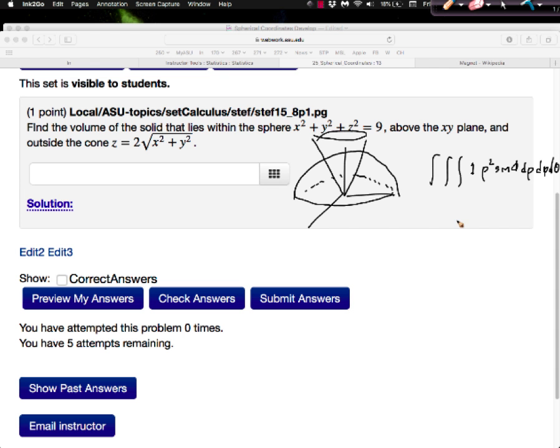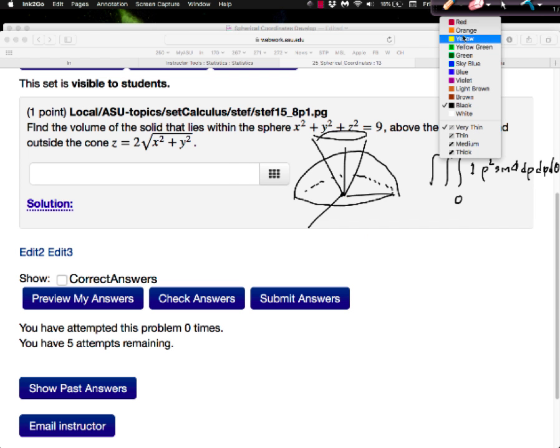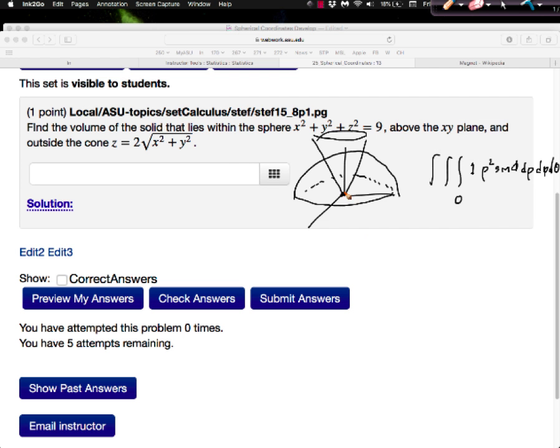Okay, so we're standing at the origin, and we're going to fire from there. What's our lower limit? 0, right? Because the solid starts at 0. The solid starts at 0. And then what's the upper limit? So we're going to fire out here like this. And where does it leave? It leaves at rho equals 3, right? The radius of our sphere would be rho equals 3.